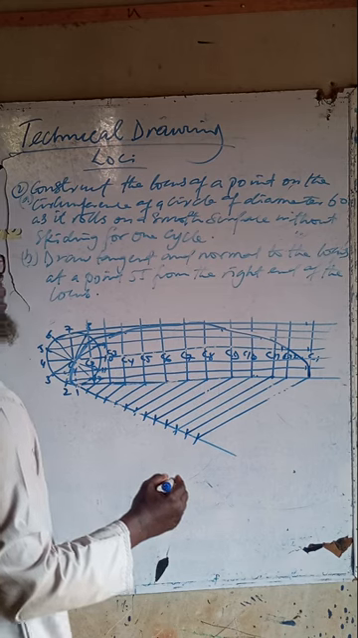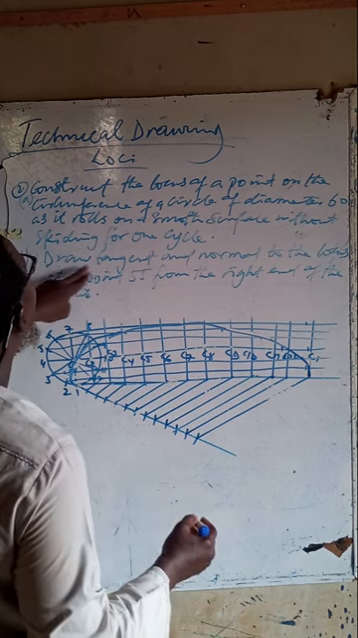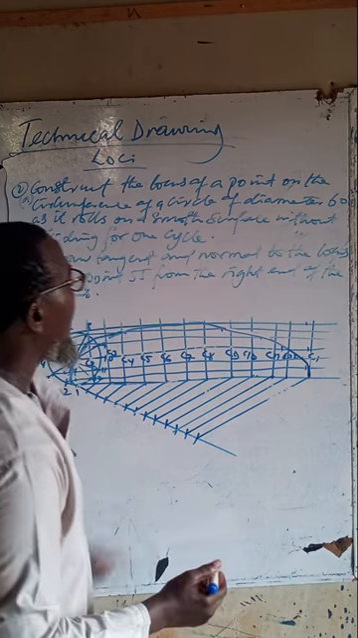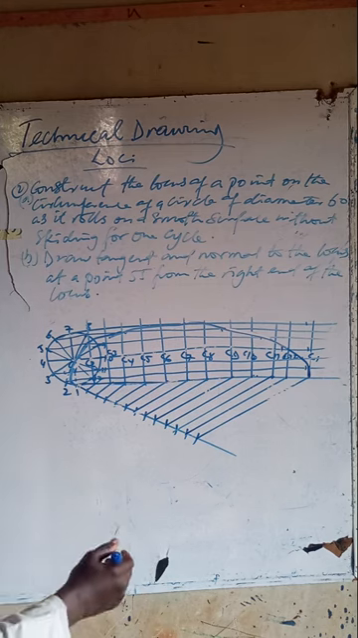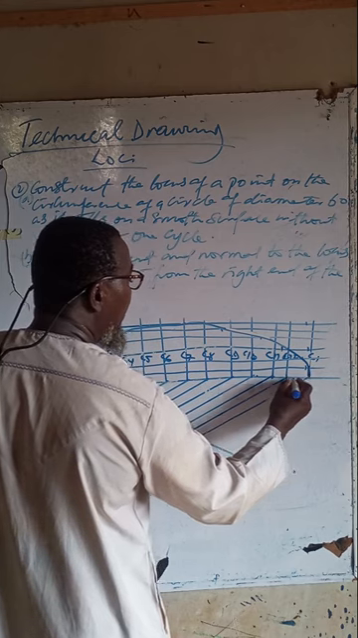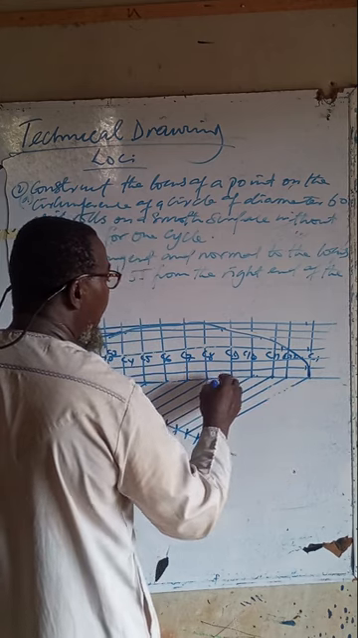Now, the next thing is to draw. He said we should draw a tangent and normal to the locus at a point 55 from the right hand side. So 55 from the right hand side. If you take note, this is the right hand side, so from here you measure 55. Let's say our 55 is somewhere here.